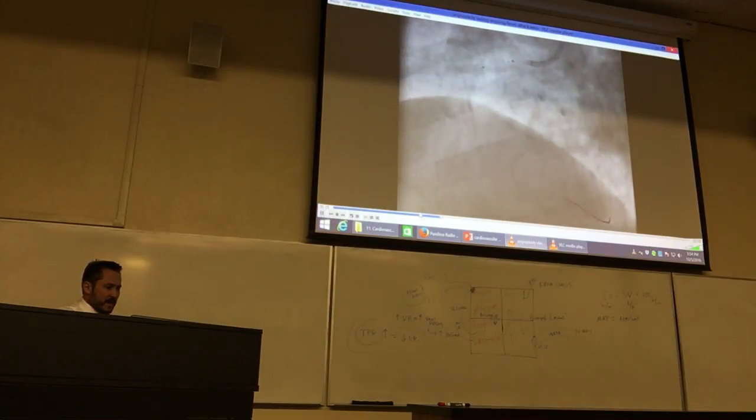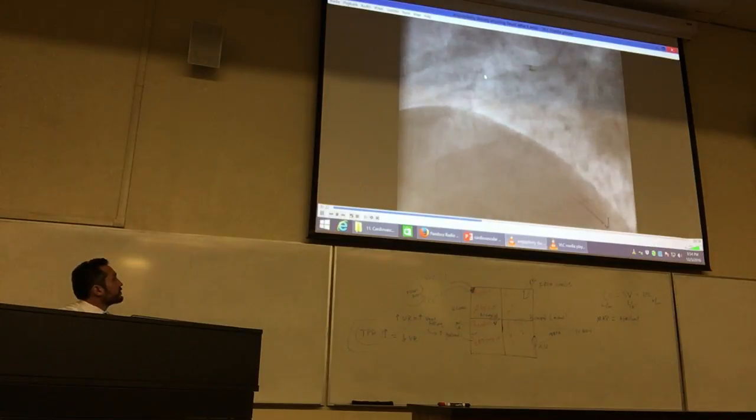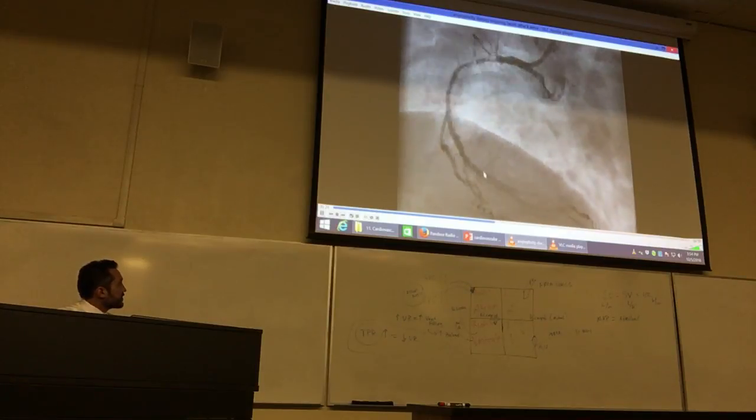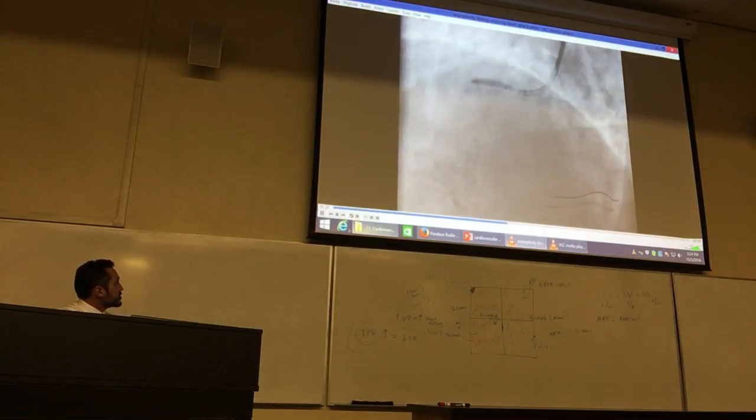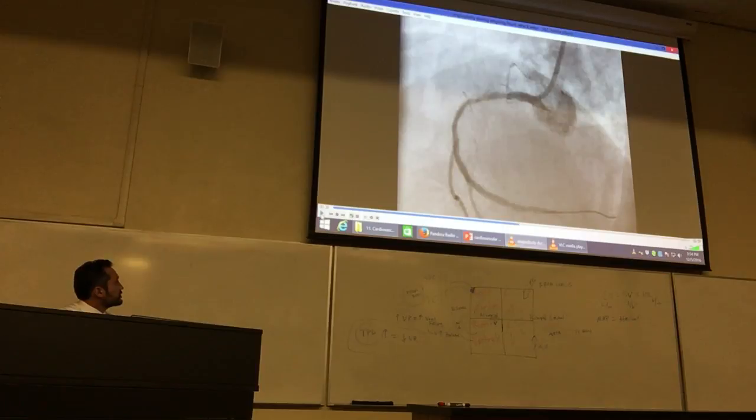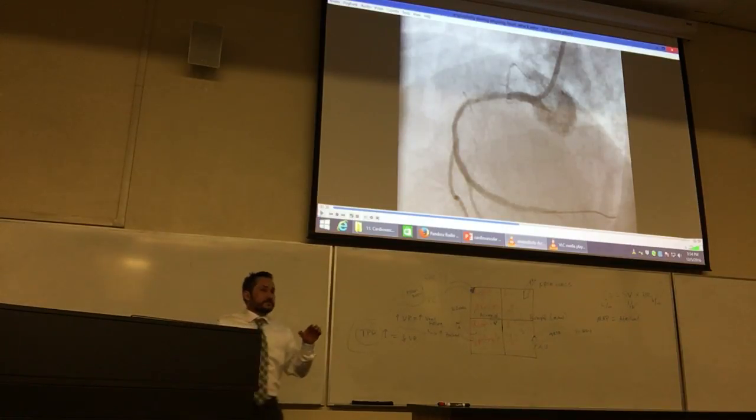So now he brings it back. He stops right where he thinks the lesion is. Right there, inflates, now injects again, and look, it reestablishes all these vessels that you couldn't see before. Make sense? So that's just balloon angioplasty.